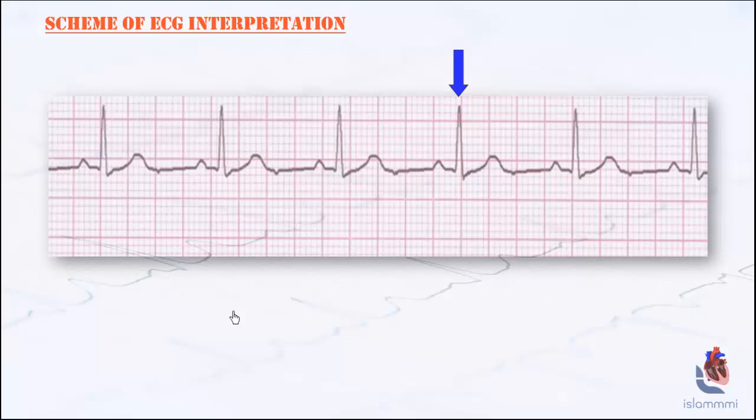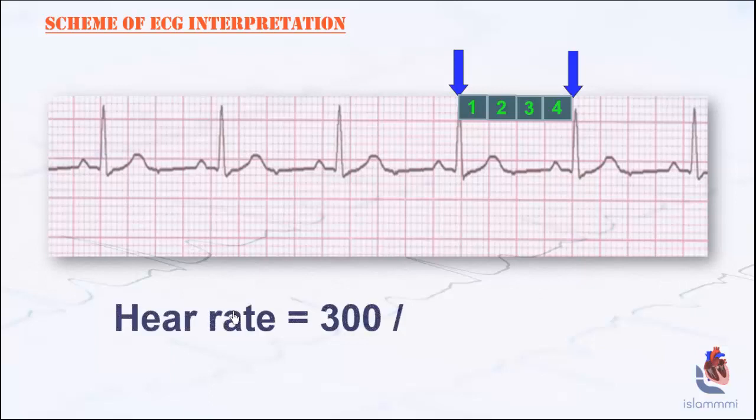And then we see the next one. How many boxes in between? We have 1, 2, 3, and 4. And we have a fixed number, which is 300. If we divide 300 by the number of boxes, which is 4 in this condition, the heart rate should be 75. So this is the way to calculate the heart rate in case the heart rhythm is regular.